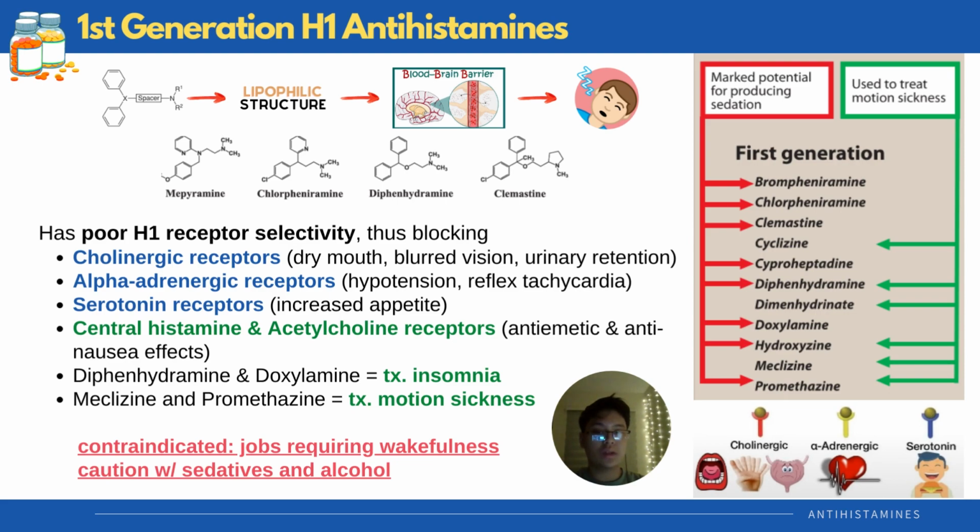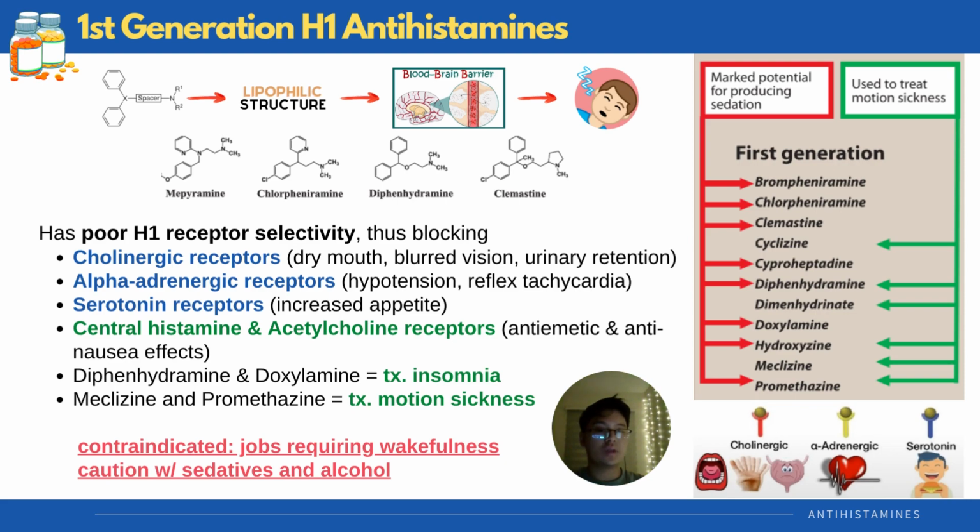An example of this would be that blockade of the cholinergic receptors may cause dry mouth, blurred vision, and urinary retention. Blockade of alpha-adrenergic receptors may cause hypotension and reflex tachycardia. And lastly, the blockade of serotonin receptors may cause increased appetite. However, on the positive side, the blockade of the central histamine and acetylcholine receptors seems to be responsible for the antiemetic and anti-nausea effects.